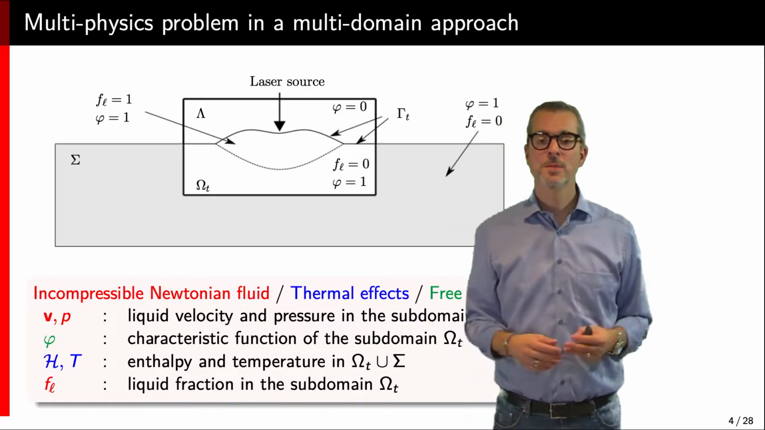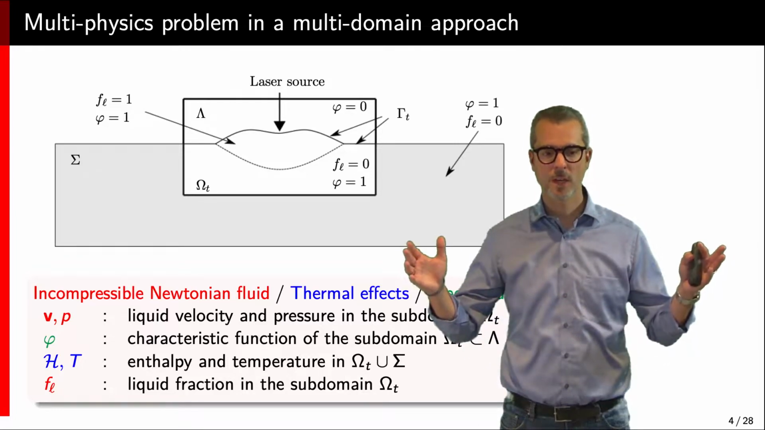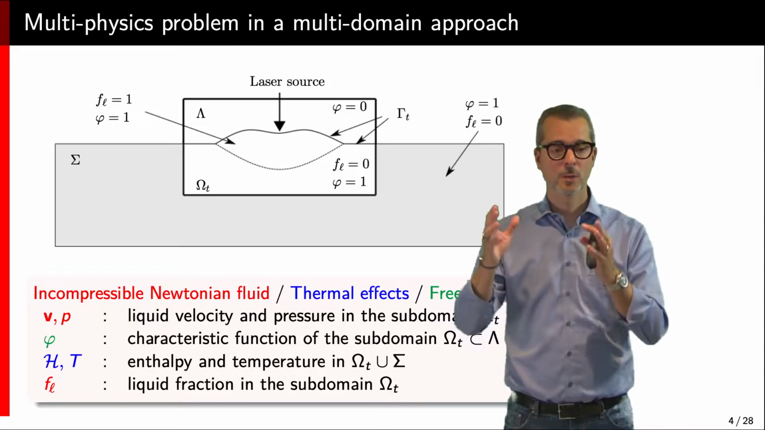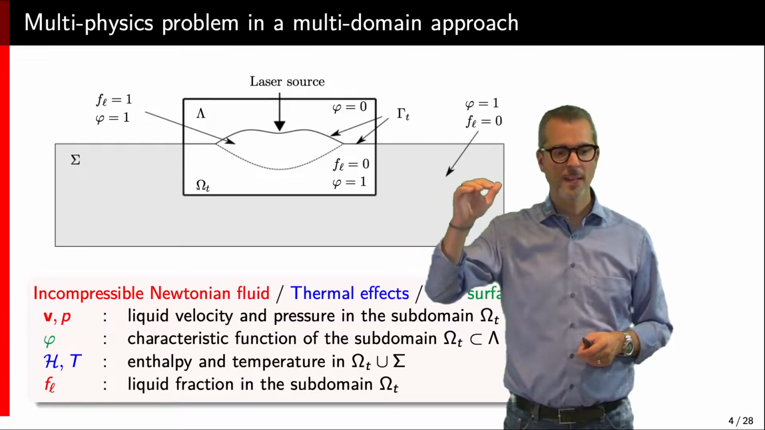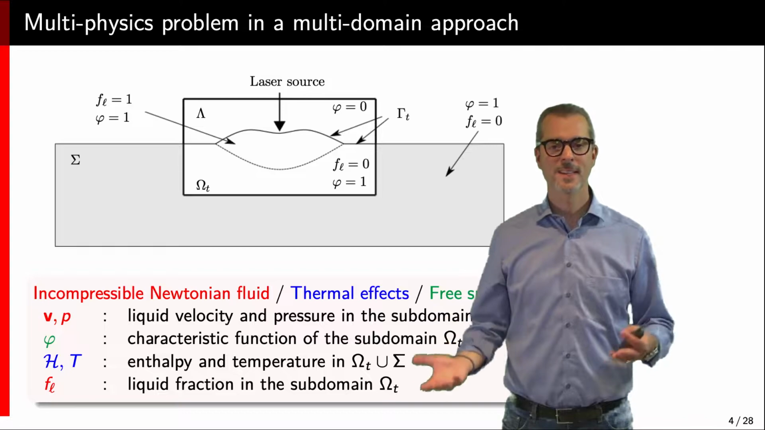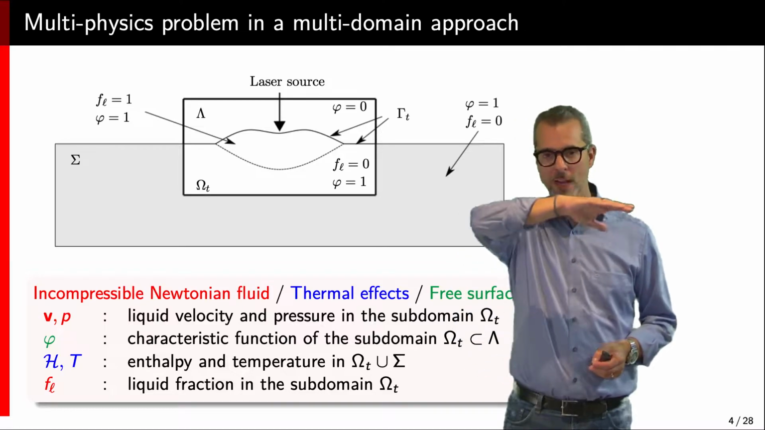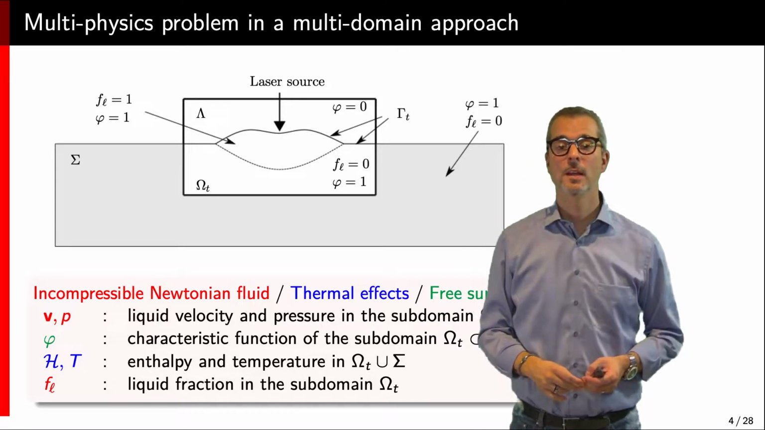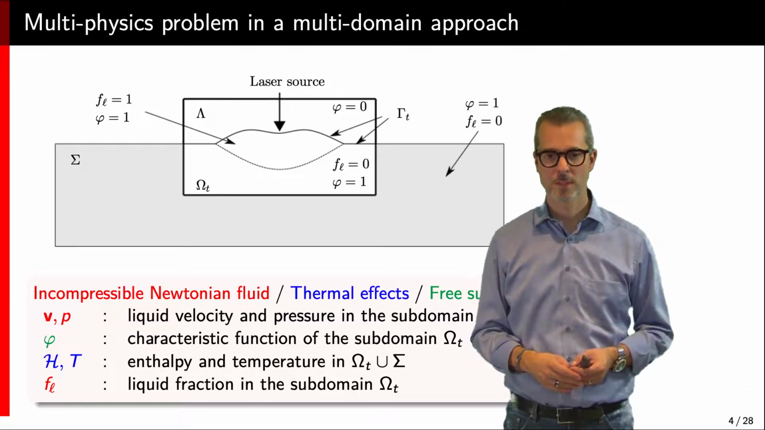So this is typically a multiphysics domain in a multi-domain approach. So what do I mean by this? It's a multiphysics. Why? Because we have an incompressible fluid, typically in the melting pool, together with the thermal effect, and free surfaces. So in red, you have the variables, velocity and pressure, that are related to the fluid flow. In blue, you have the enthalpy and the temperature, the variables that are related to the thermal effect. And in green, we are going to track the free surface, so that means the deformation of the metal on the top due to the laser, with the so-called characteristic function, phi, that is able to track the free surface.